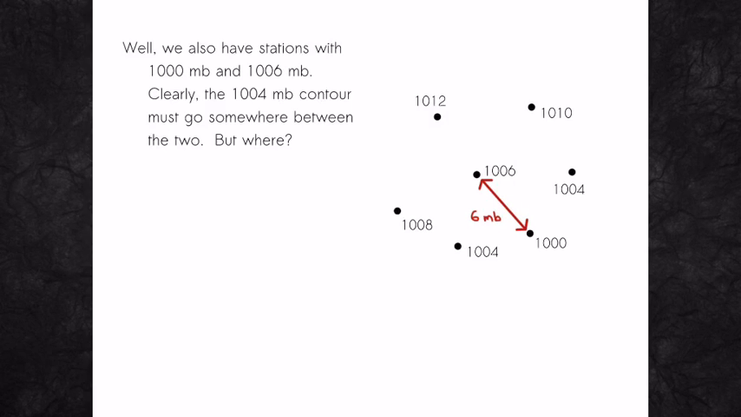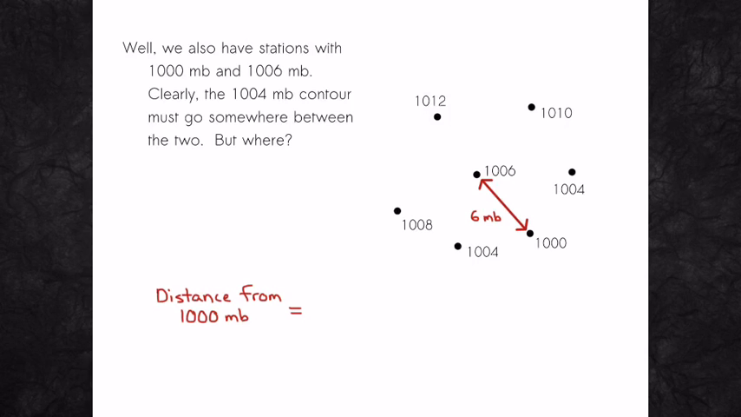So to do that, the calculation that we have to go through looks something like the following. We'll assume that 1,000 is our anchor point, and we want to figure out how far we have to go from 1,000 to get to 1,004. So I'll just sort of symbolically represent that as distance from 1,000 millibars. Distance from that station, 1,000 millibars, that we have to go to get to 1,004.